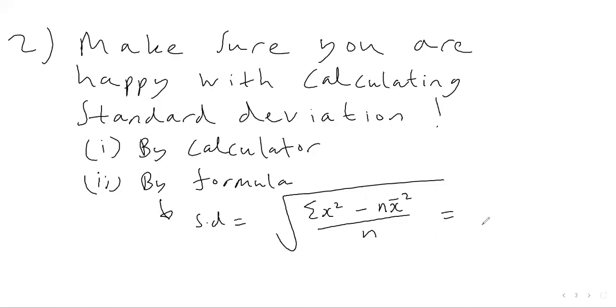You may also see the formula written like this: the sum of your data squared, the sum of x squared, divided by n, and then take away x bar squared. You may see that as well. It's exactly the same thing. So remember, x bar is your mean, n is the number of people in your sample, and capital sigma x squared is when you square all your data and add them all up.